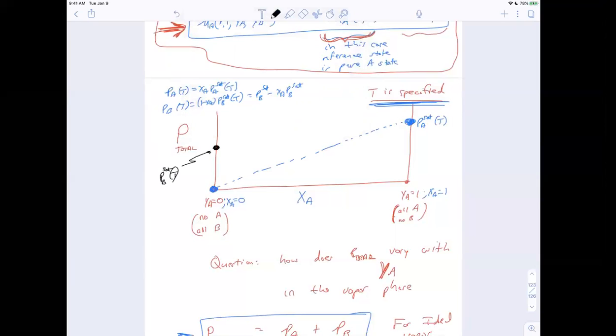Again, that's using this expression right here. When x_A is 0, P_B is equal to P_B sat. And then when x_A is equal to 1, we get 0, right? We have P_B sat minus P_B sat. So it's going to be here, 0, when x_A is equal to 1. And so the partial pressure contribution from B will be this line. Any questions on what I just did there?